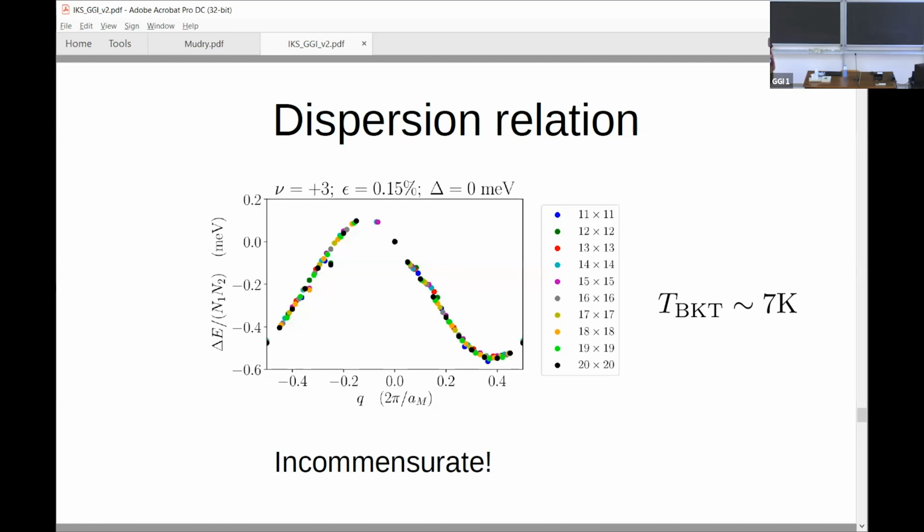And I should add that if you compute the shape of this parabola here, you find that the stiffness corresponds to a BKT temperature of about 7 Kelvin, which is consistent with the temperatures at which these insulators are observed.